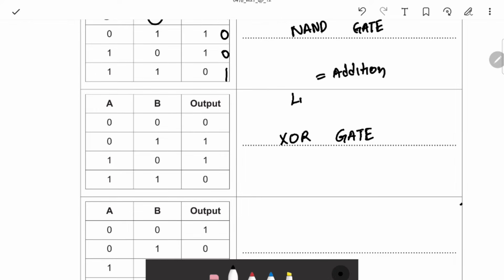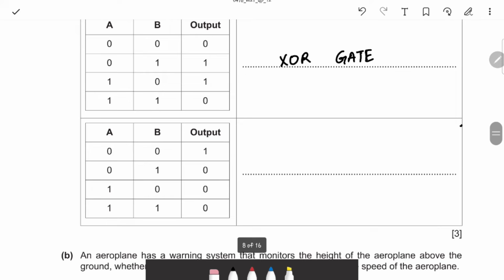Remember, the XOR gate says that like is equal to 0 and unlike is equal to 1. So like is 0, that's correct. Unlike is 1, that's correct. Unlike 1, like is 0, that's correct. Okay, so quite simple, very simple topic. The next one is another one. Okay, let's have a look at this.